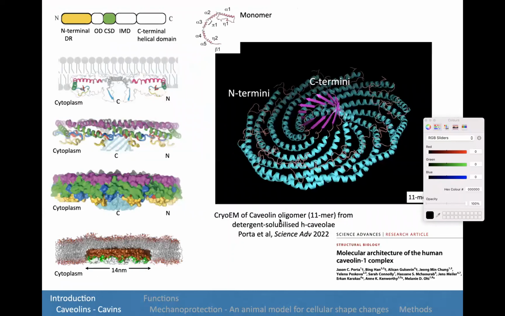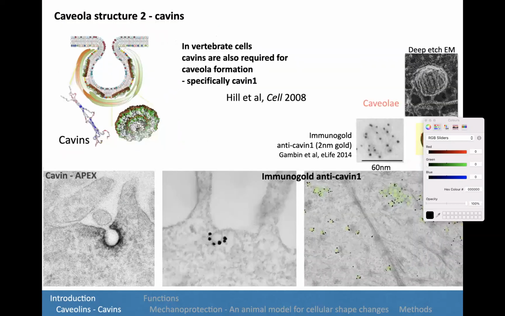But in fact, if you look in 3D, what happens is that the caveolin is forming an oligomer. This is an 11mer, and it's sitting in the membrane. The N termini are here, the C termini in the middle. And so this remarkable structure is what's driving the formation of caveolae in these model systems. So it's an incredible structure, and we're still trying to understand how it all works.